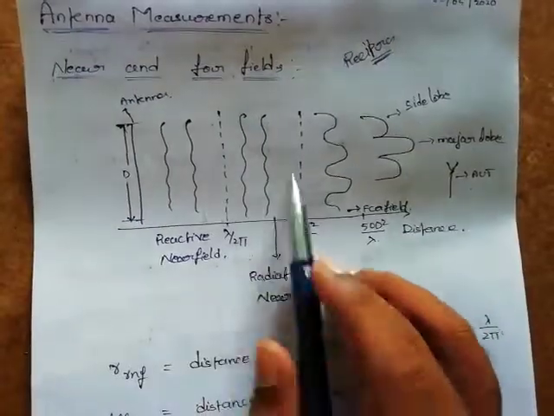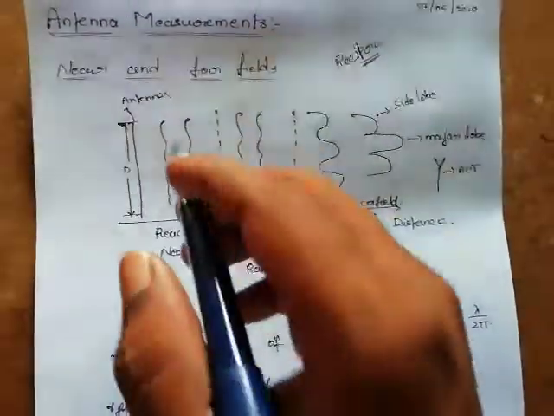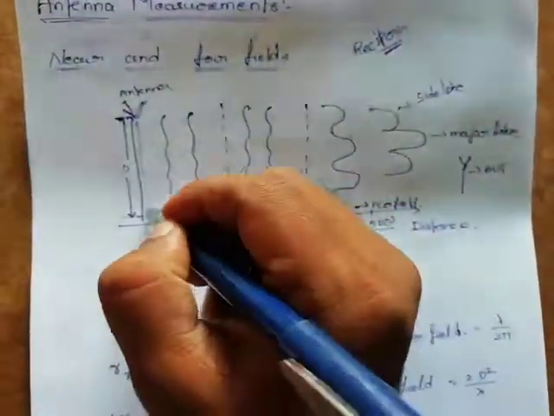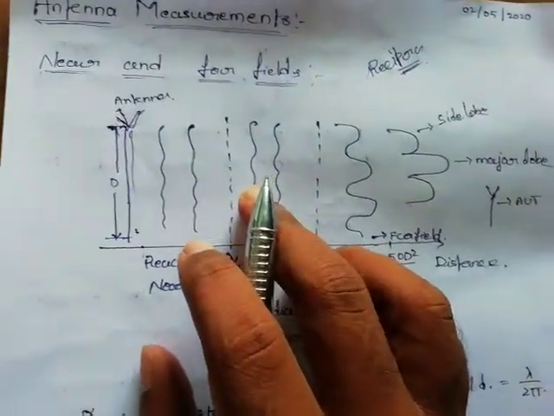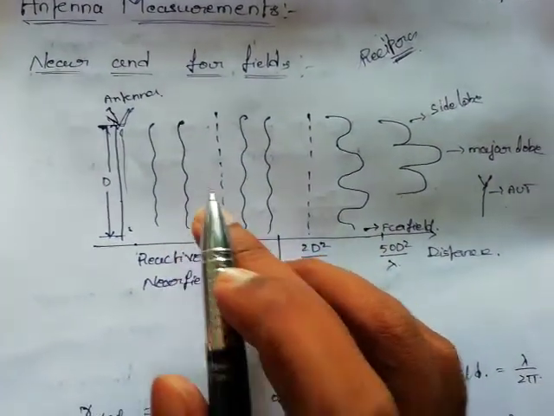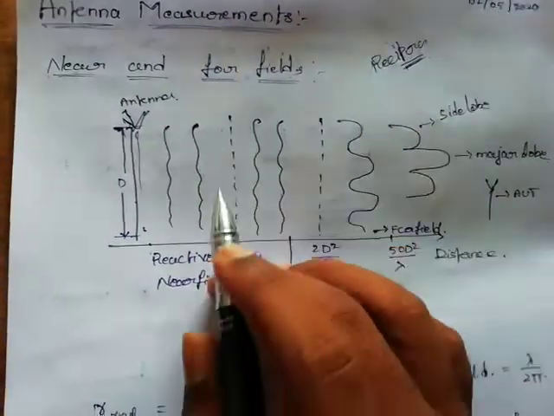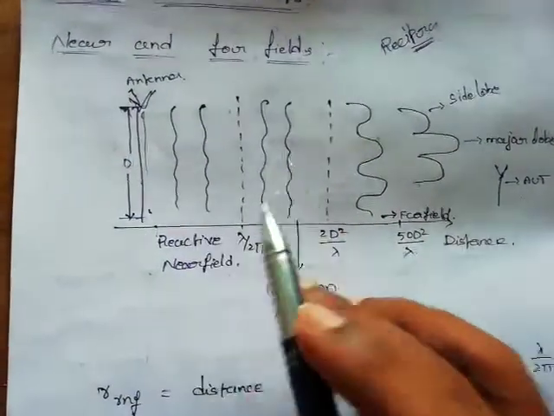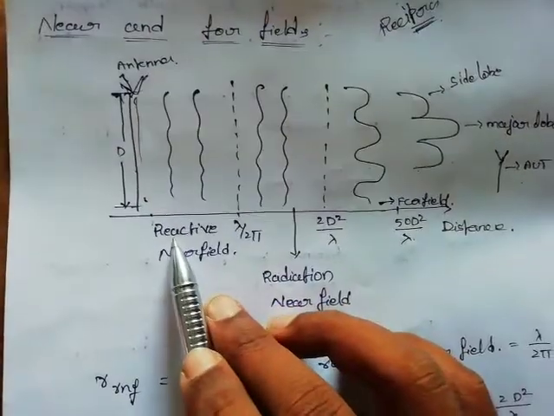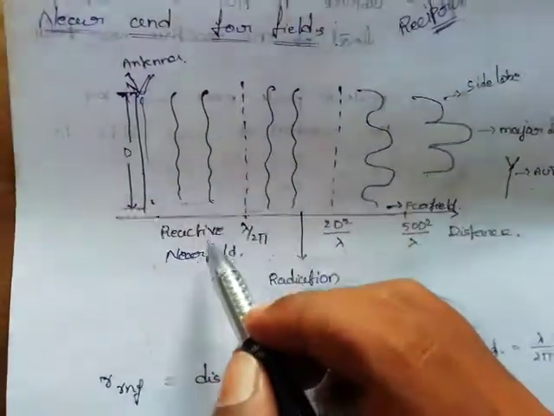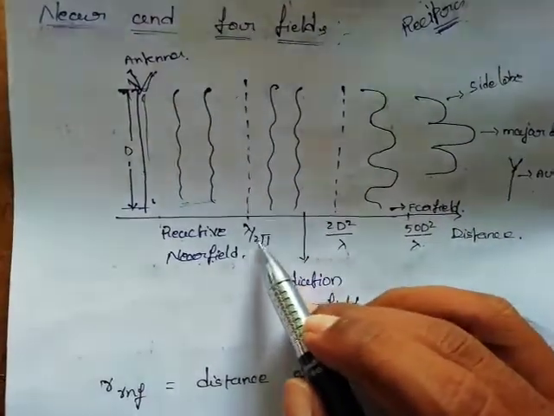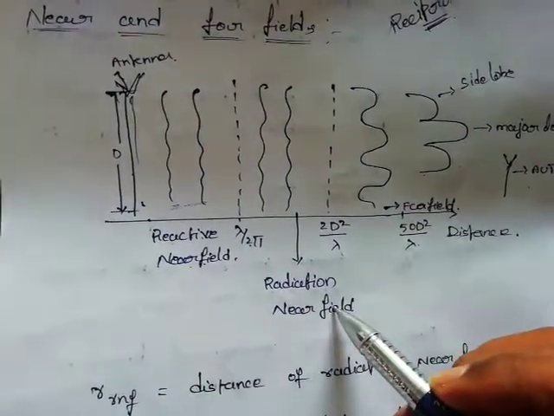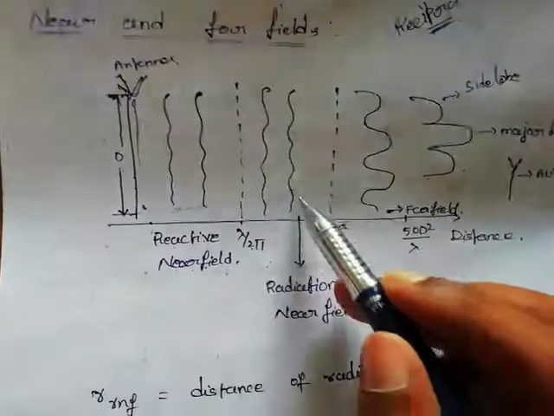If you observe this diagram, here we have placed this antenna. When this antenna is radiating, it will form some regions near to the antenna. First, the region formed at a distance below lambda by 2 pi is the reactive near field. At a distance of lambda by 2 pi from this antenna, we have the radiation near field, or you can call it the radiating near field.